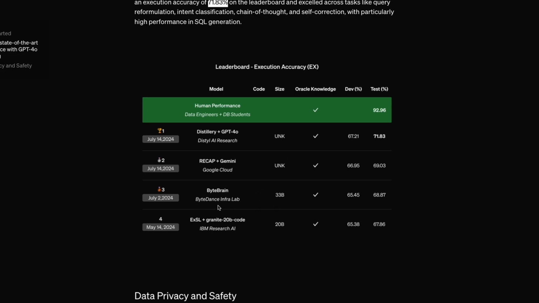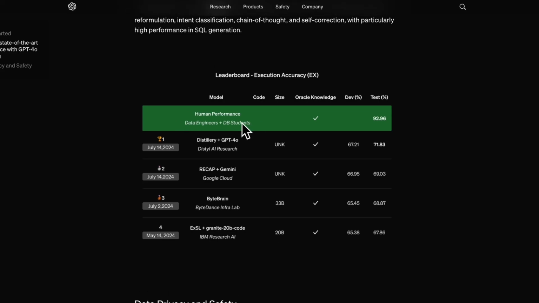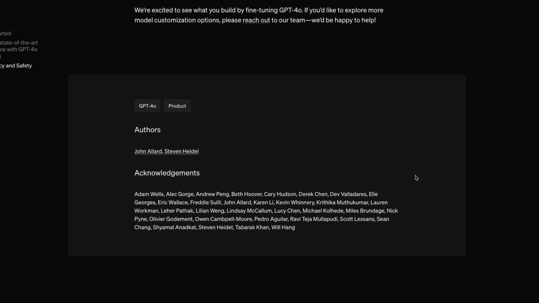And the TikTok company, I think that is ByteDance, I think they have got like 68%. And this is a 33 billion parameter model. And you have got another model from IBM Research. And the human performance with data engineers and database students is 92%. So it's quite interesting to see the vast difference between humans and machines. I did not expect this. I thought data analytics or text-to-SQL could be much easier for machines to automate. But yeah, to my surprise, this is shocking.